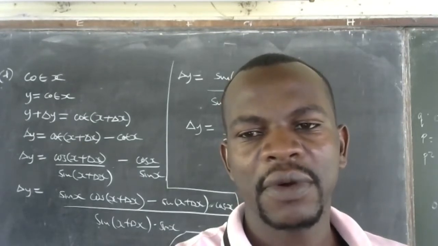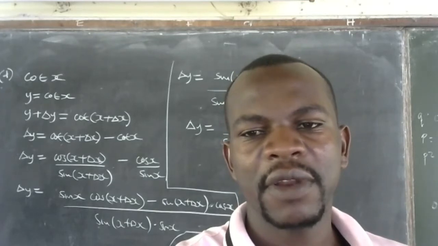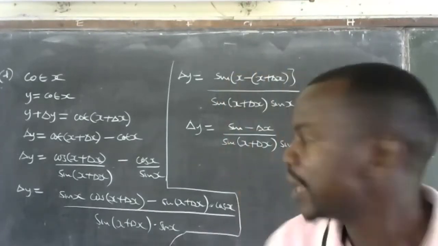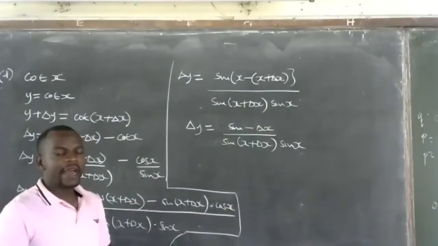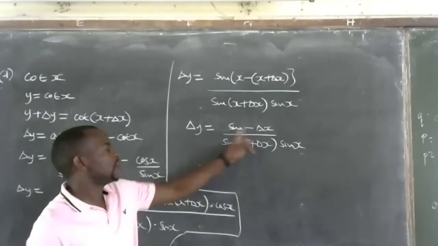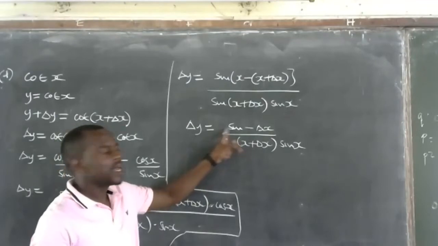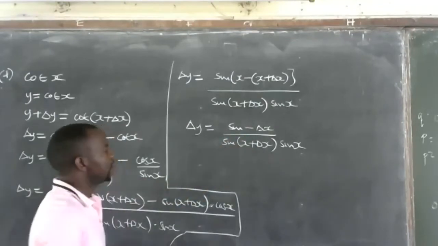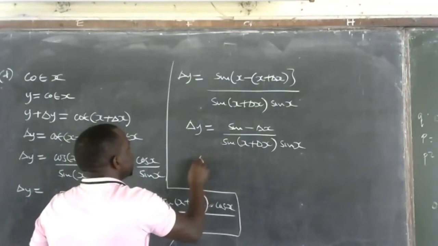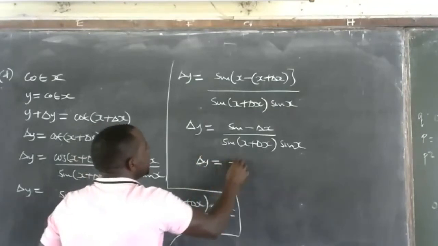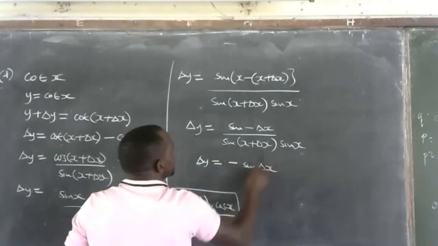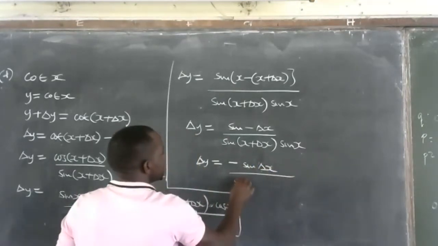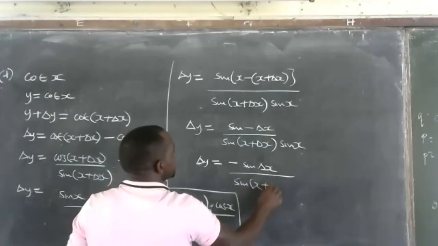Let's continue. Now we are here. Now this negative, I'm going to factor it out to put it here. It's negative on the change. Take it out: change in y, give a negative sign of change in x, divide by sin x, and add a change.